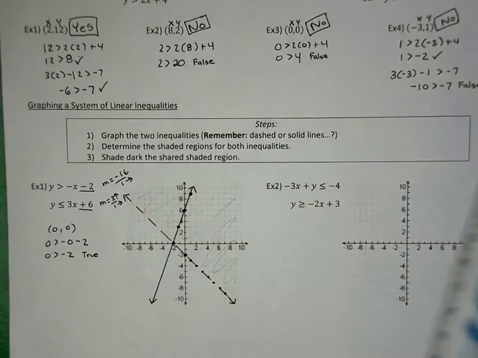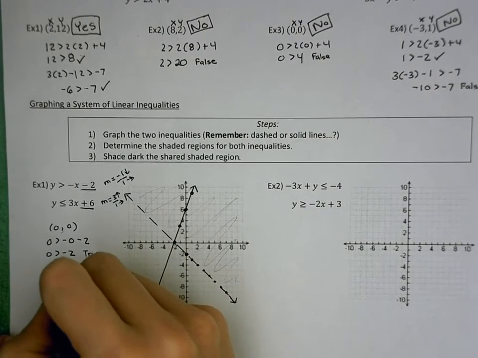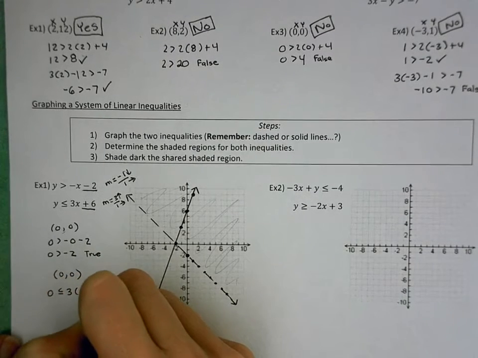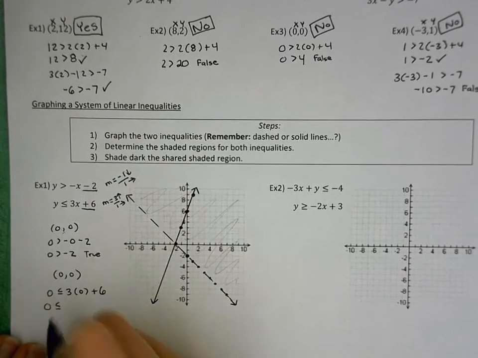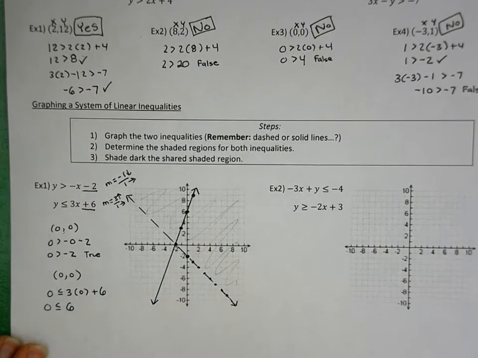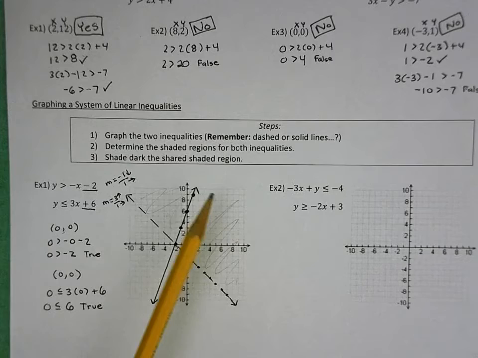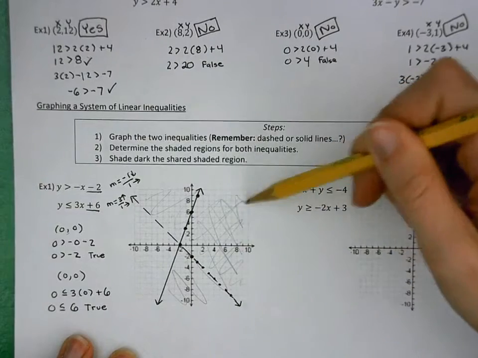Okay, so then same thing, we need to test a point. 0, 0 is also not on this line, so I'm going to go ahead and test 0, 0 again. And we have 0 is less than or equal to 3 times 0 plus 6. Okay, and 3 times 0 is 0, plus 6 is 6. And is 0 less than or equal to 6? It is. And so we're going to shade the side of the line, that solid line, where 0, 0 is located. Okay, 0, 0 is located here, and so we're going to shade in this side of that line. And again, do so lightly, because we're going to end up erasing part of it and darkening in the other part.